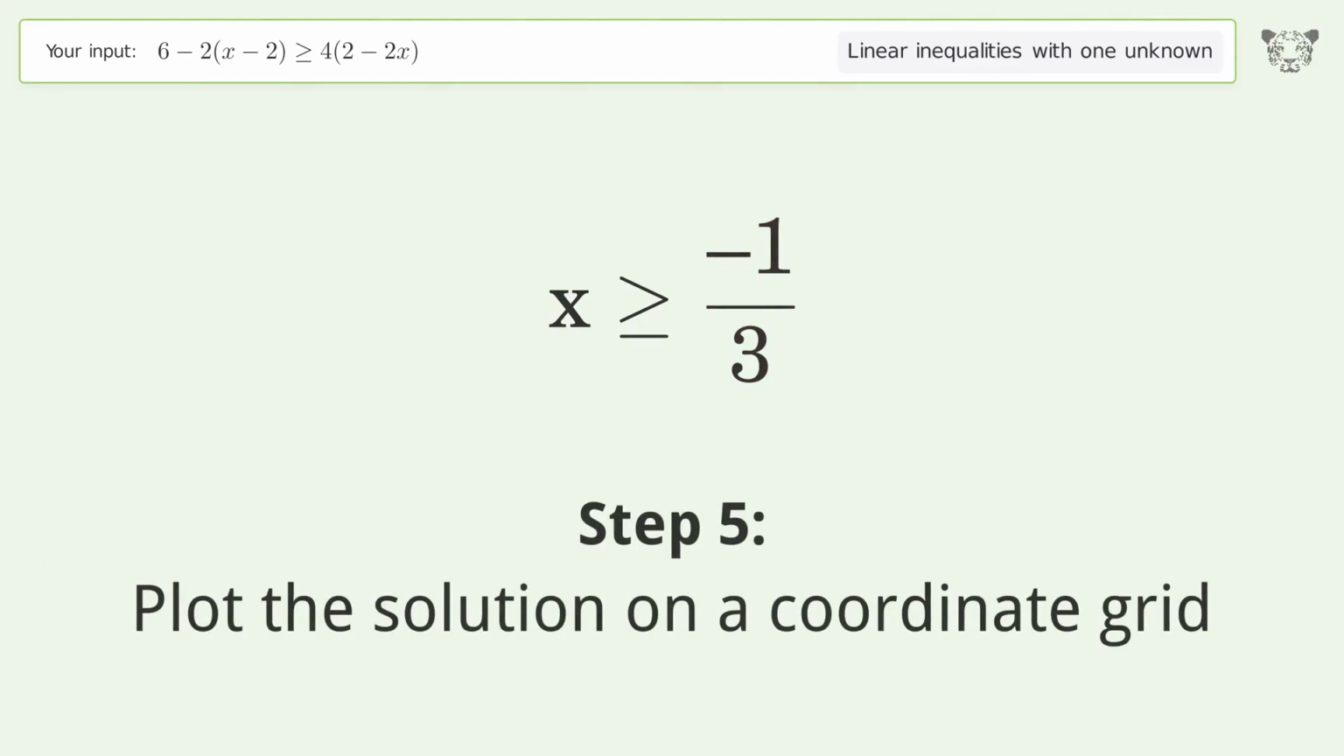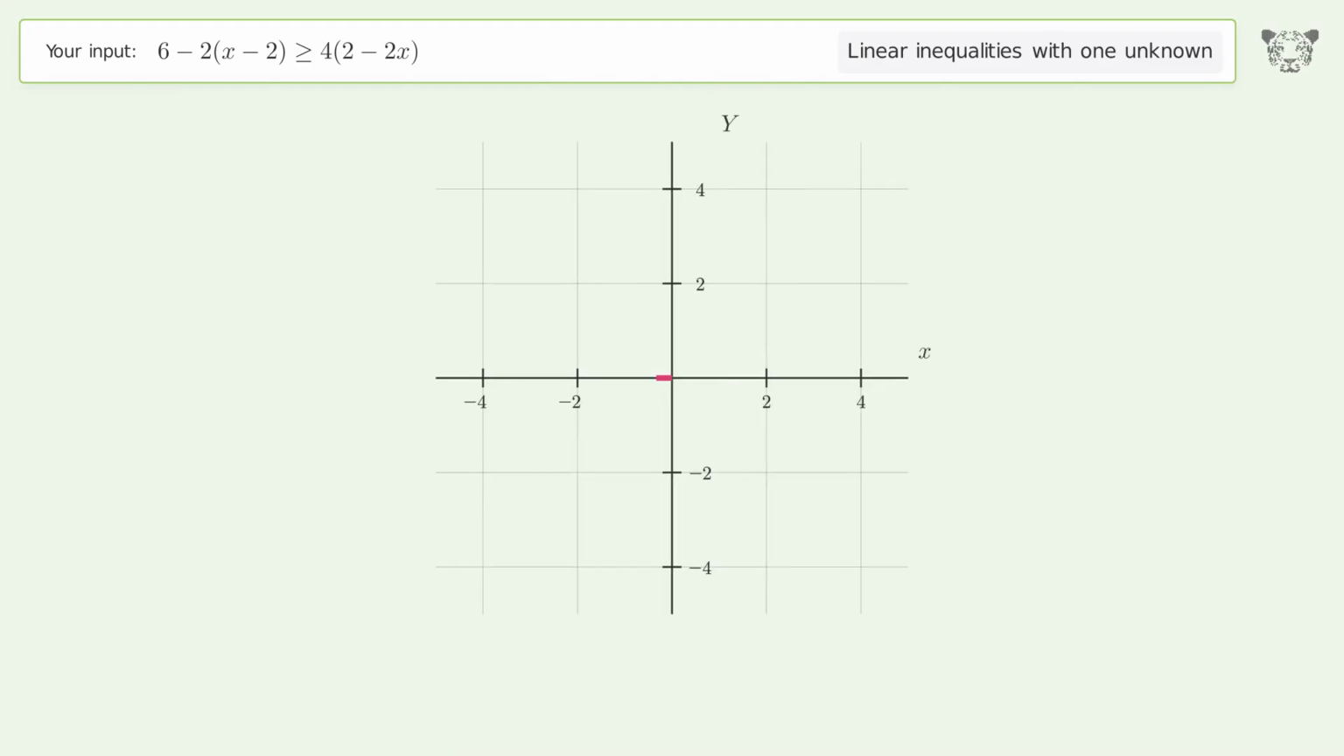Plot the solution on a coordinate grid. And so the final result is x equal or greater than -1/3.